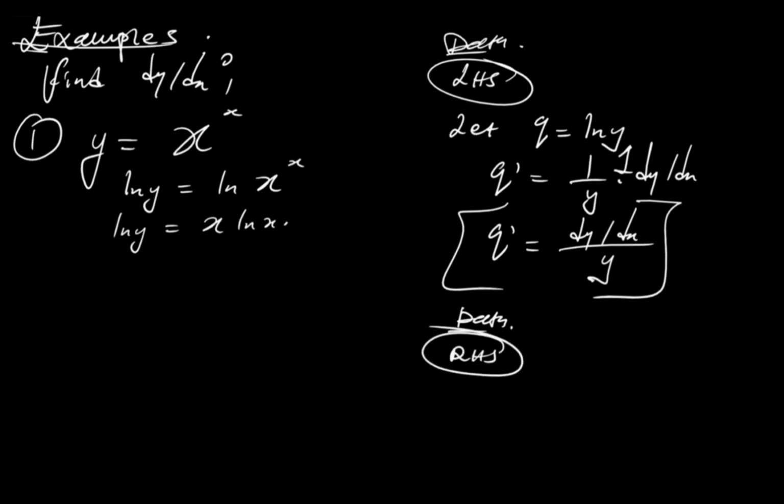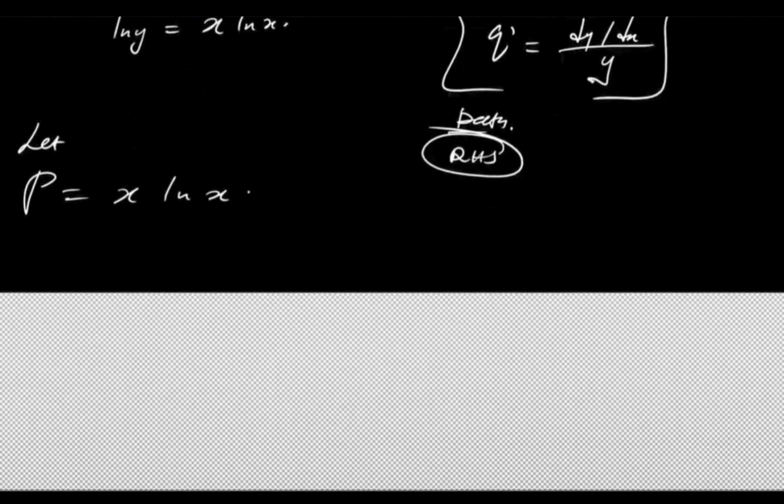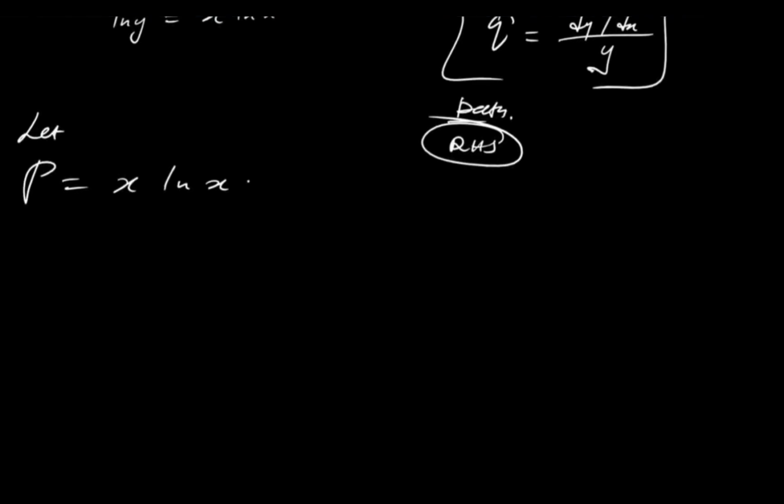Then we can go to our right-hand side. Let p equal x ln x. If you look at this, x ln x is like having a function multiplied by another function, so you basically have the product rule. So p prime is equal to a prime b plus b prime a.